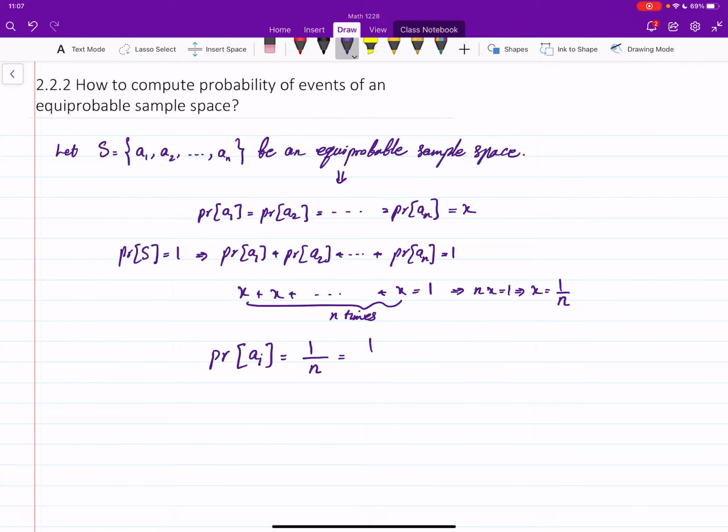So in other words, the probability of every one of these sample points is going to be 1 over n. Or another way of saying that, this is 1 over n of the whole sample space. But this doesn't stop here.